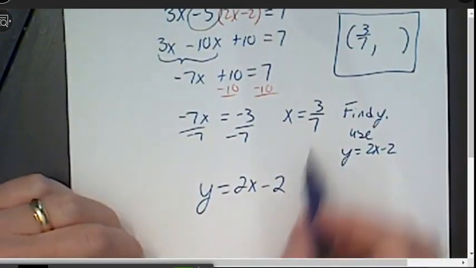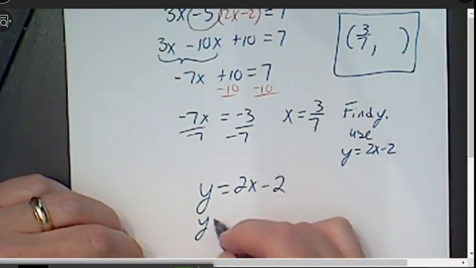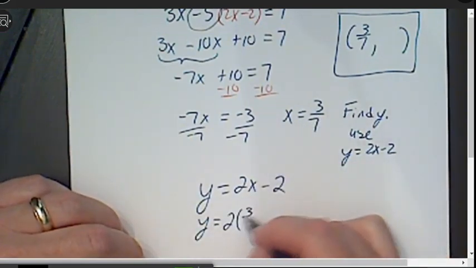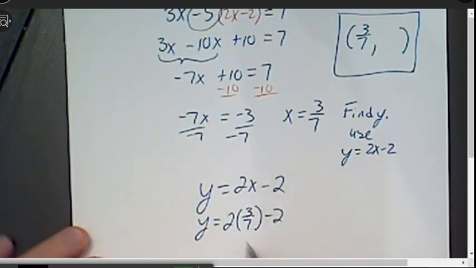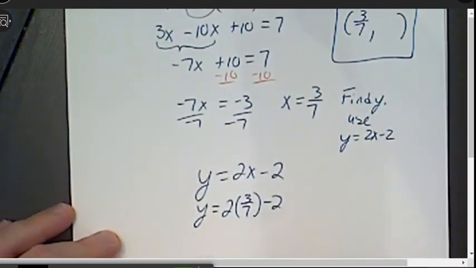So we're going to use 2x minus 2. We're going to plug in 3/7 for that part. And why that usually winds up being easier is that this thing is already solved for y. So now all you've got to do is plug in this number and do a little bit of order of operations. So if we do 2 times 3/7, that makes 6/7 minus 2.